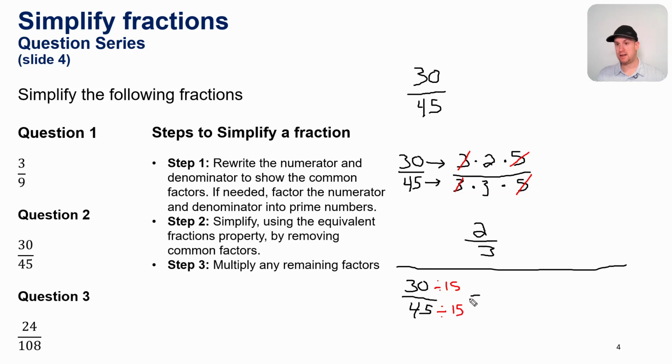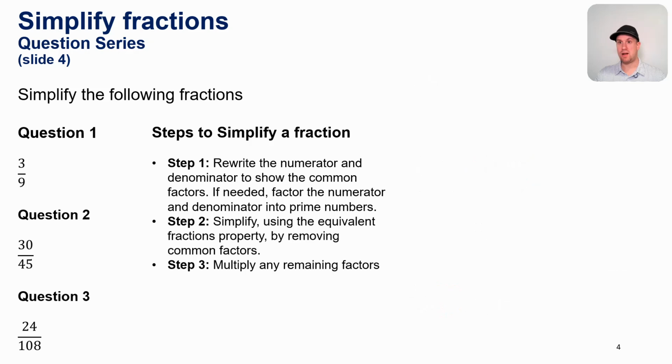And what we end up getting is 2 and 3. All right, let's look at question number 3 now. Now, question 3, the numbers are a little bigger, so it's a little harder initially to just decide what factors there are. So what I would recommend for this one is to first do the prime factorization of both 24 and 108, and then rewrite the numerator and denominator as the prime factors here.